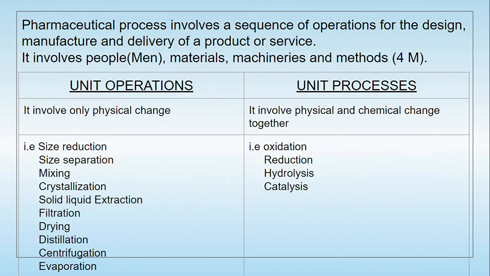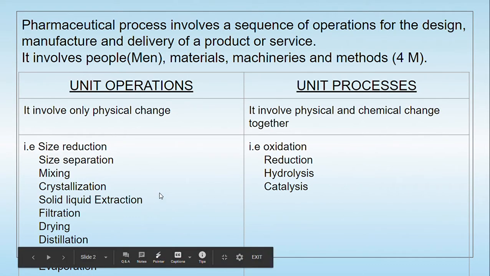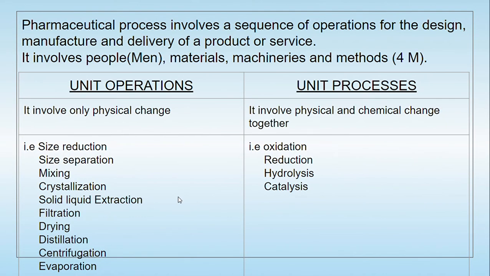Unit operations, which are most important in the pharmaceutical industry, basically involve only physical change. Physical change means there is no change in the chemical structure or chemical properties of the material, but only the solid or physical state is changed, like a solid converting into a liquid, and so on. Here I have highlighted the 10 different unit operations which I am going to discuss later in the remaining slides, the meaning of each of the unit operations.